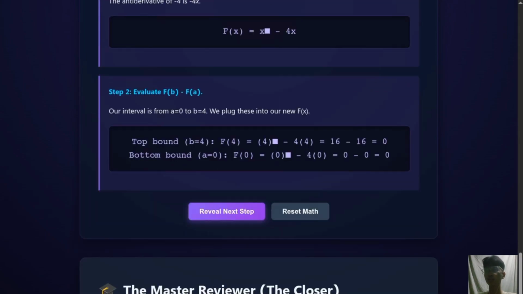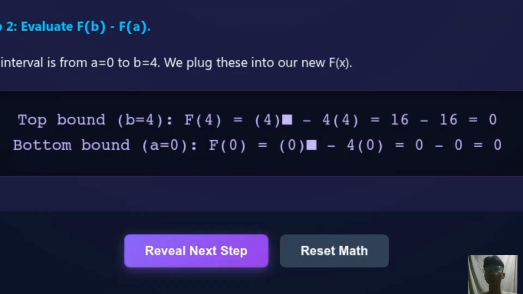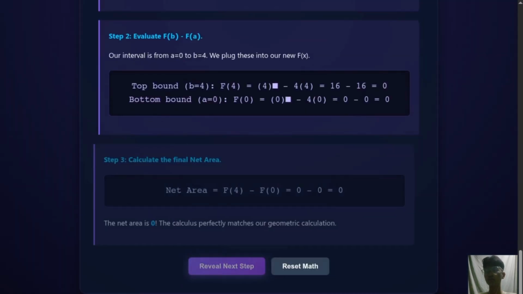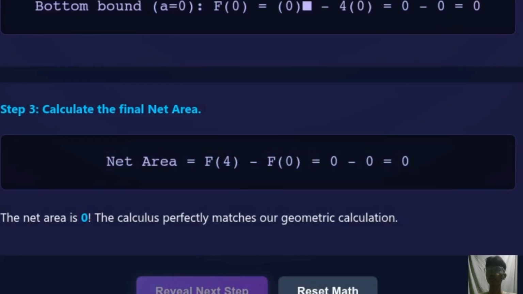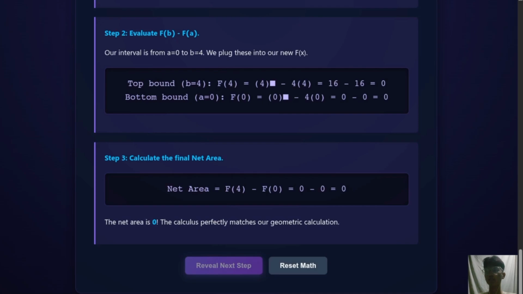Next step, we evaluate this from 0 to 4. Let's start with the top bound, which is 4. If we plug that in, we get 4 squared minus 4 times 4, that's 16 minus 16, which equals 0. Now for the bottom bound, which is 0, plugging that in gives us 0 squared minus 4 times 0, so that's just 0. Finally, we subtract the two results, so it's F of 4 minus F of 0, which is 0 minus 0, giving us a final answer of 0. So the net area is 0, and that perfectly matches what we got using geometry earlier, which confirms that both methods agree.